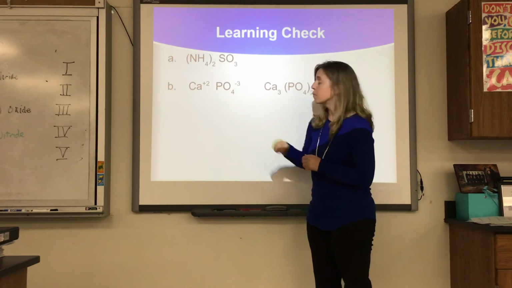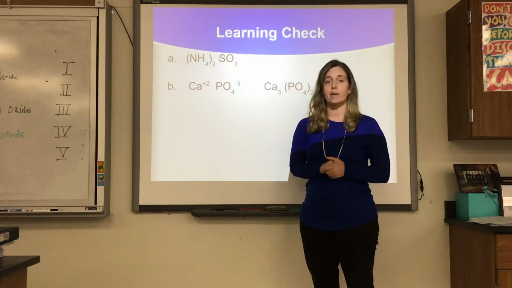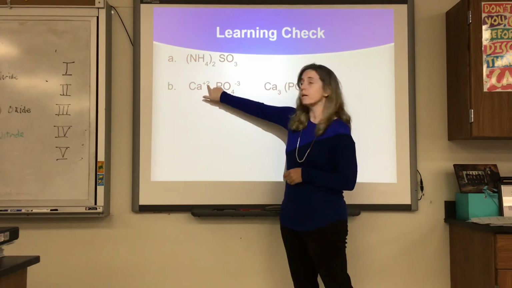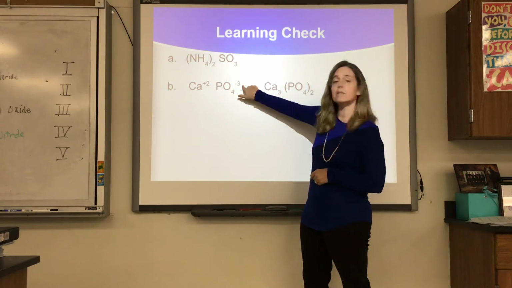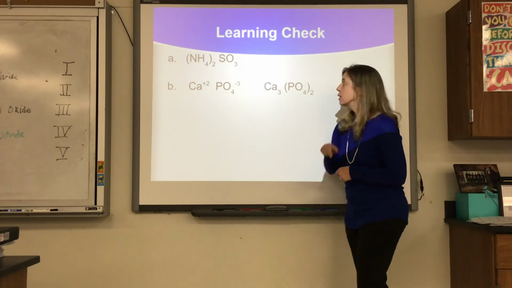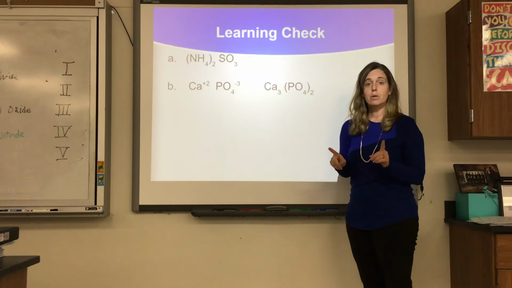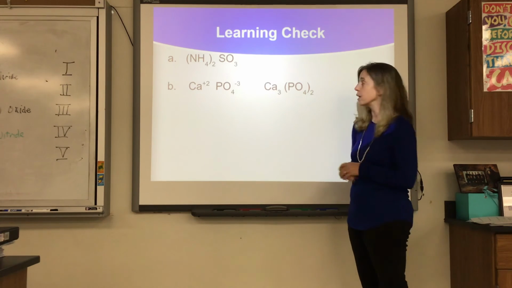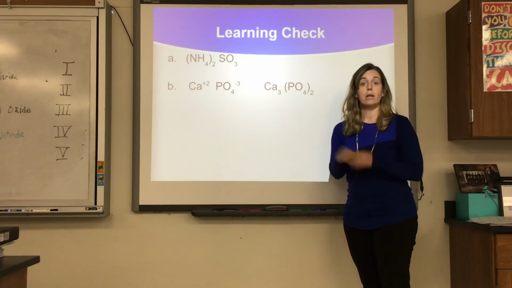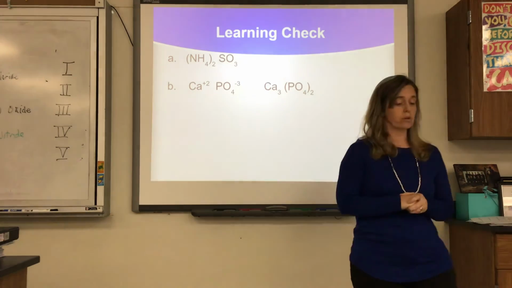And then the last one, we have the calcium ion and the phosphate ion. So calcium is a +2, phosphate is a PO4 with a -3. They don't cancel, so you crisscross the 2 and the 3. The 3 goes to the calcium and the 2 goes to the phosphate. Crisscrossing the numbers, dropping your charges.